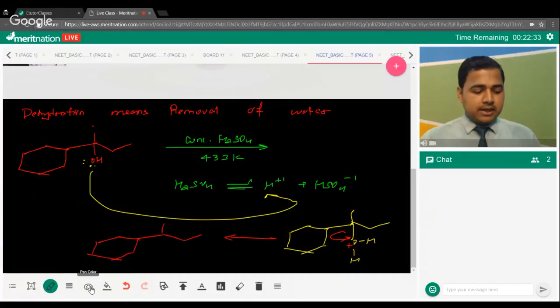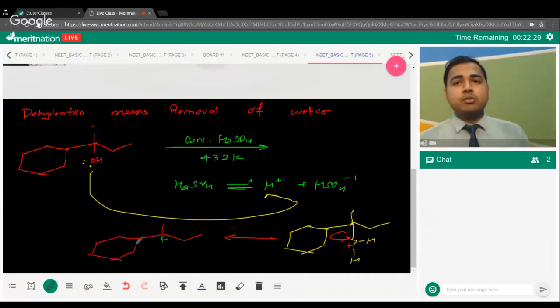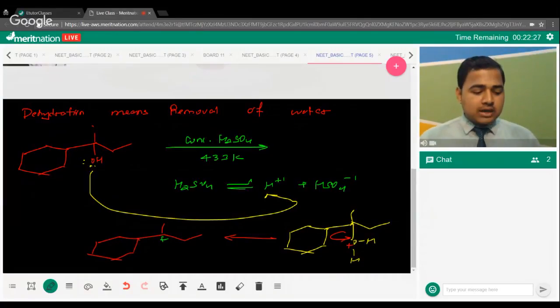This will be the 3-degree carbocation. Then this carbocation will be satisfied with the help of an sp3 hybridized carbon atom. So what are the beta carbons that we have to find out? This is the beta 1 carbon. This is the beta 2 carbon. This is the beta 3 carbon.